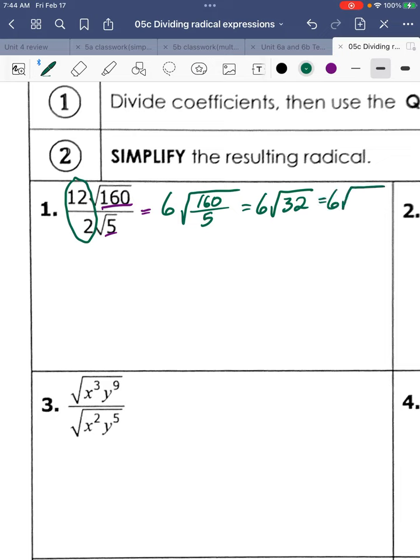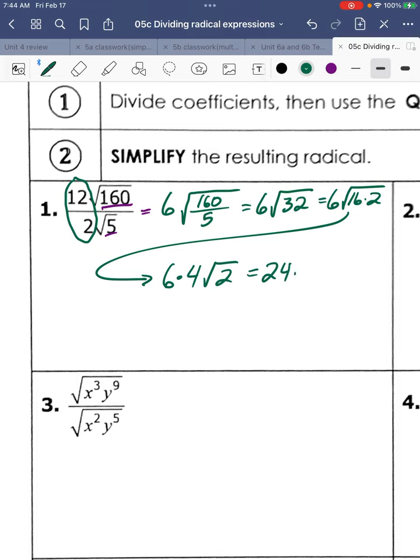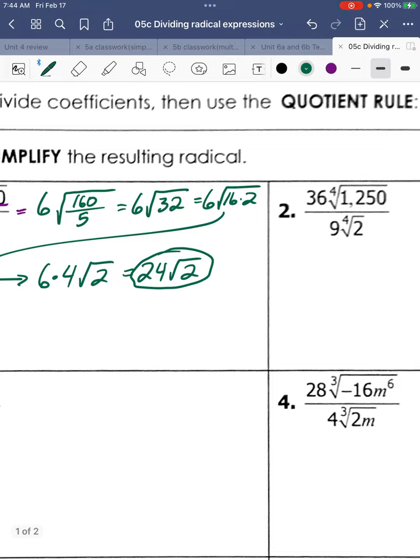So that's going to be 6 square root of 32, and then we're going to simplify the square root of 32. The biggest perfect square that can divide out of 32 is 16, and we have a 6 on the outside. Square root of 16 is 4, square root of 2. 6 times 4 is 24 square root of 2. There's our final answer.